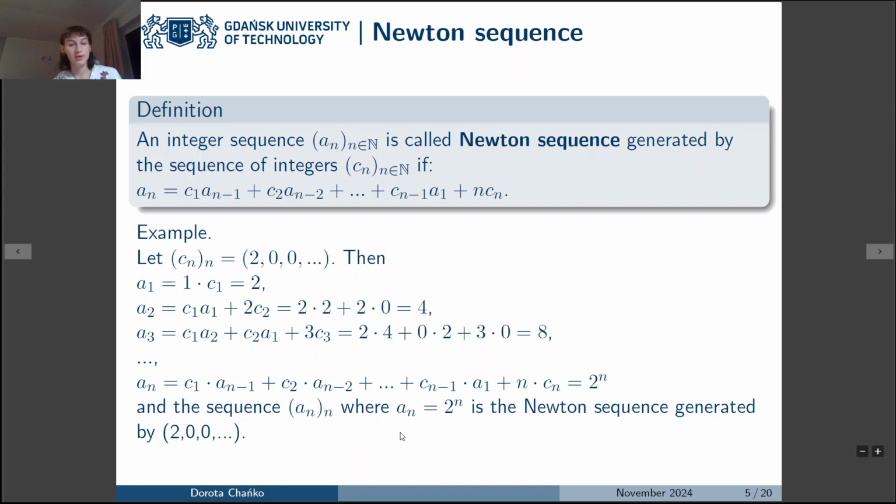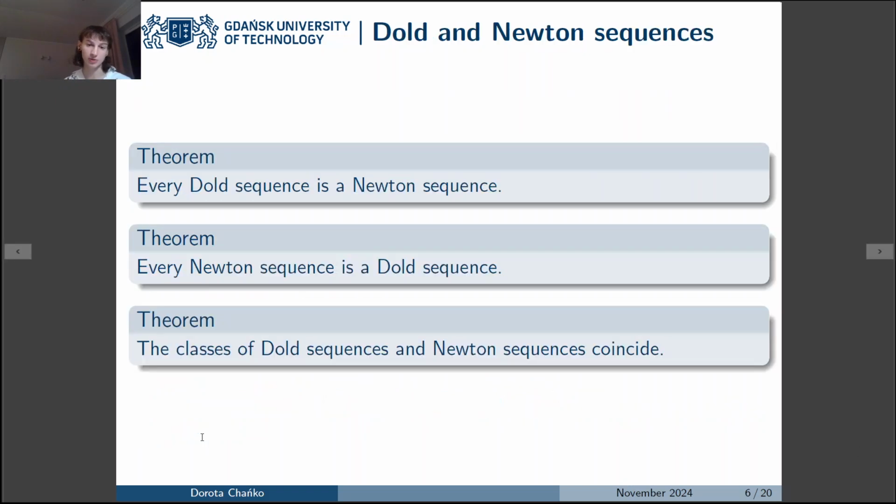Okay, so the sequence of powers of 2 is the Newton sequence generated by the sequence 2, 0, 0, and so on. Now, some interesting facts or theorems: every Dold sequence is a Newton sequence, and the other way around, every Newton sequence is a Dold sequence. So we can say that the classes of Dold sequences and Newton sequences coincide. When it comes to integer valued sequences, they are the same for us.